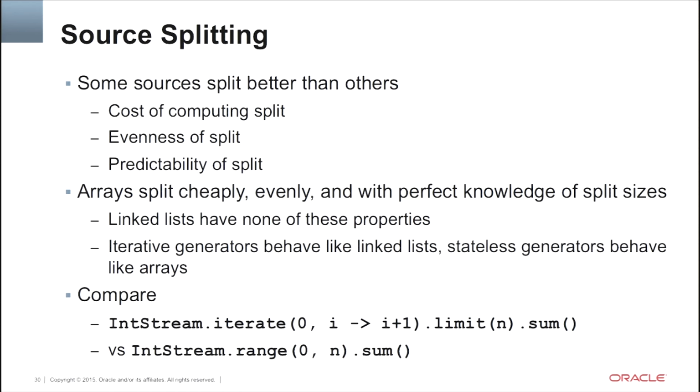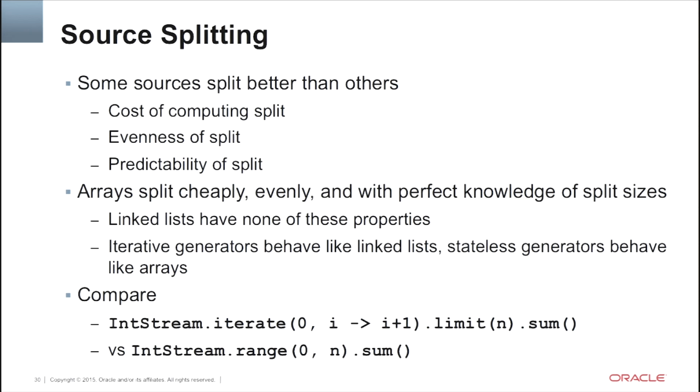And I said, look at your source. You can't split that. All you can do is first rest, and then do that iteratively. Whereas if I express it as a range, which is like a stateless generator, that splits perfectly, and that parallelizes perfectly, right? So look at your source and ask yourself, how does it split?